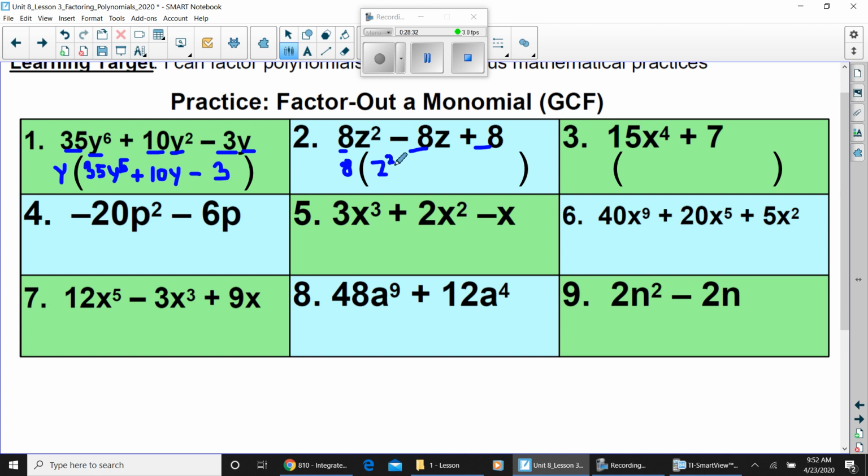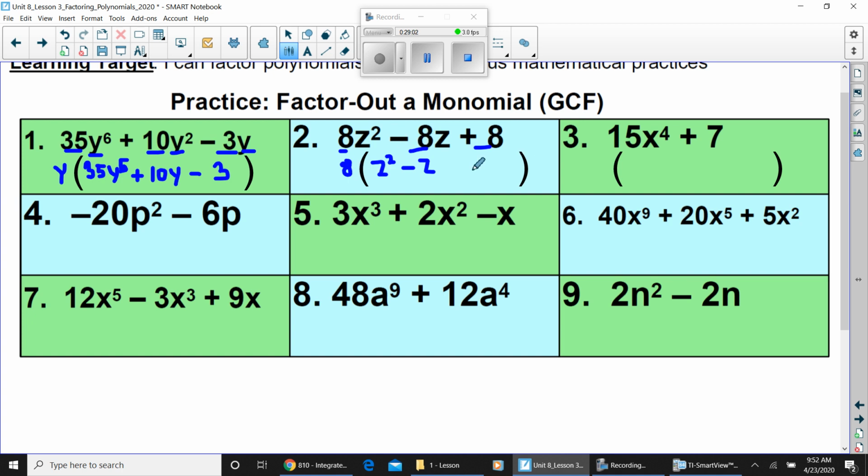And if you're unsure of what you're putting down, just do distributive. 8 times z squared is 8z squared. That's good. Now this is negative, so positive times a negative would be a negative. So 8 times what equals 8z? 8 times what? Z. If you're unsure, 8 times negative z is negative 8z.